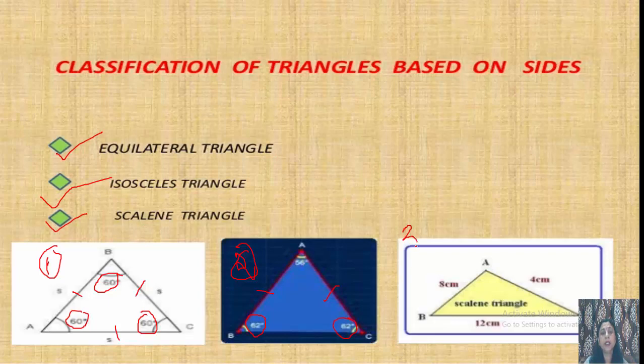And the third category of triangle is scalene triangle. Scalene triangle is a triangle in which no sides are equal. Means all the sides are having different measurement. As you can see in this triangle ABC, AB is 8 centimeter, BC is 12 centimeter and AC is 4 centimeter.